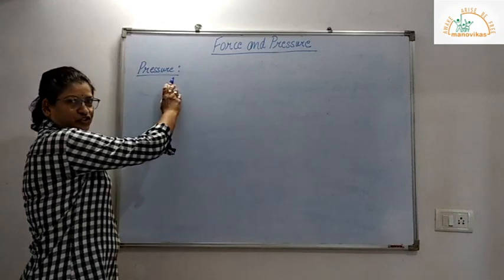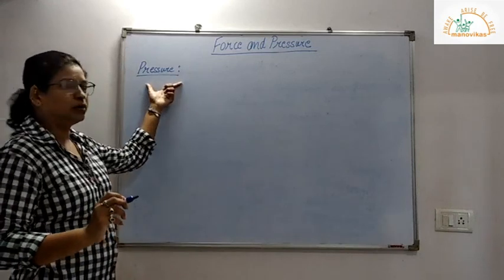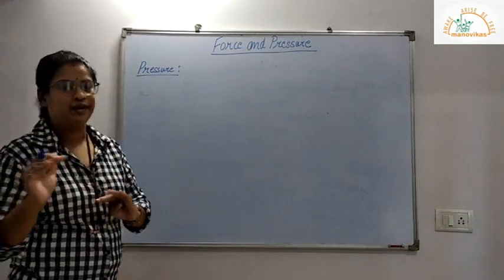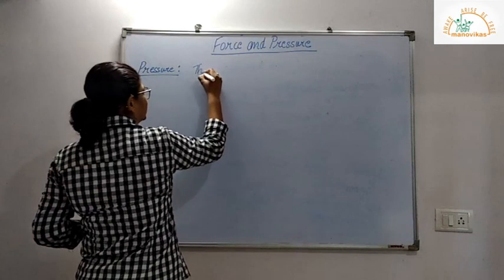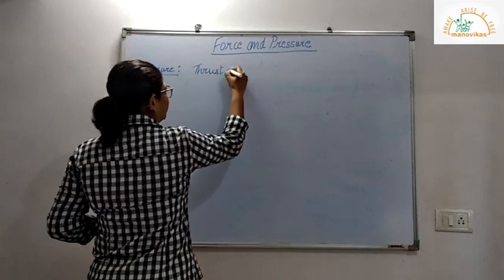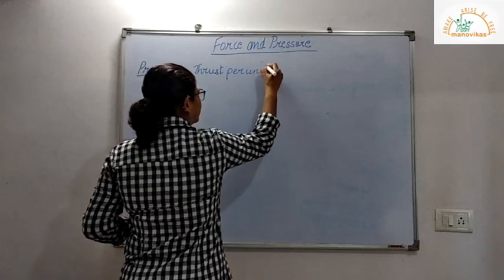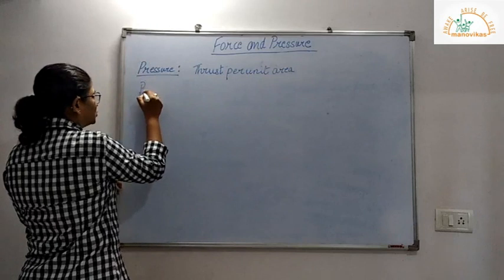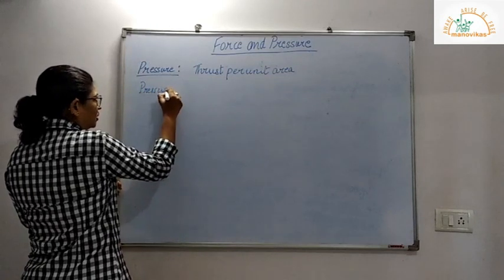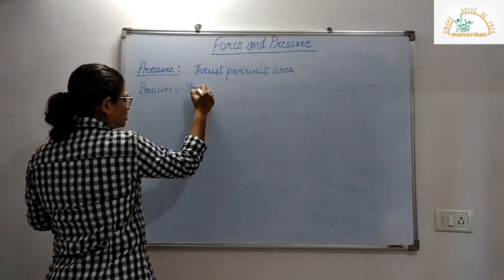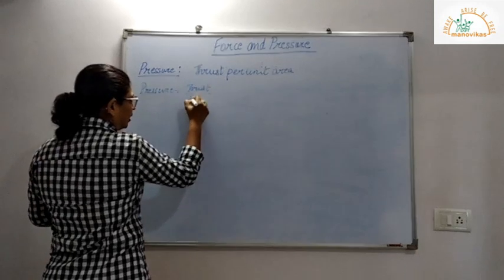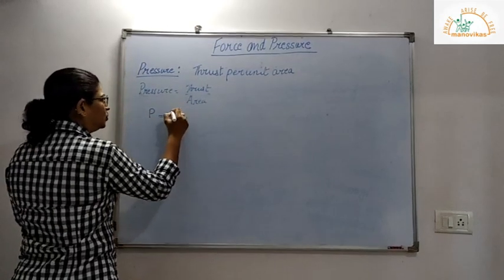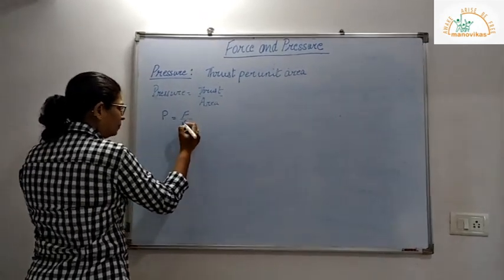Now we see what is pressure. The definition of pressure: pressure is defined as thrust per unit area. So pressure is equal to thrust upon area. So we have P is equal to F upon A.